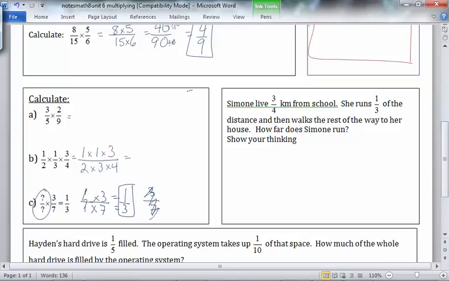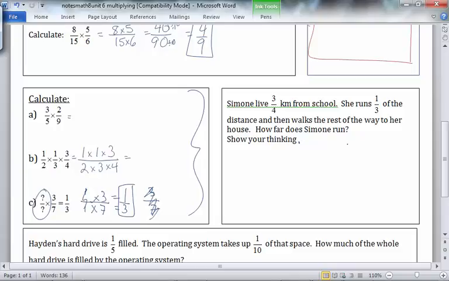Okay, you can check the answers to these questions on the following day's homework schedule on the website. But let's look at the word problem now. Simone lives 3/4 of a kilometer from school. She runs 1/3 of the distance and then walks the rest of the way to her house. How far does Simone run? Show your thinking, which means communicate clearly in math.